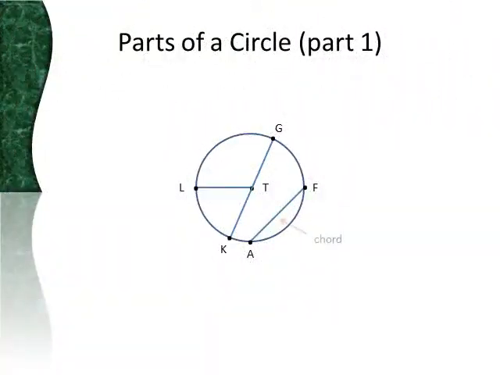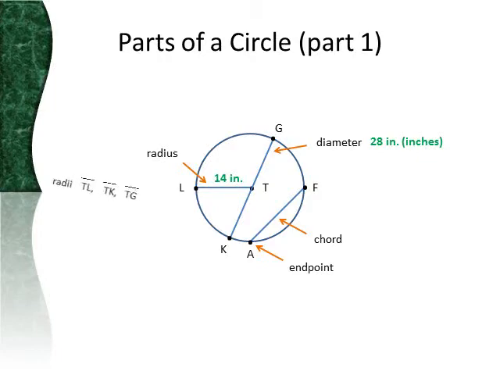All chords, diameters, and radii contain 2 endpoints. Keep in mind that endpoints are shared sometimes. We like to share, don't we? Also remember that the length of a circle's diameter is twice the length of a radius, and that radii is the plural form of radius.